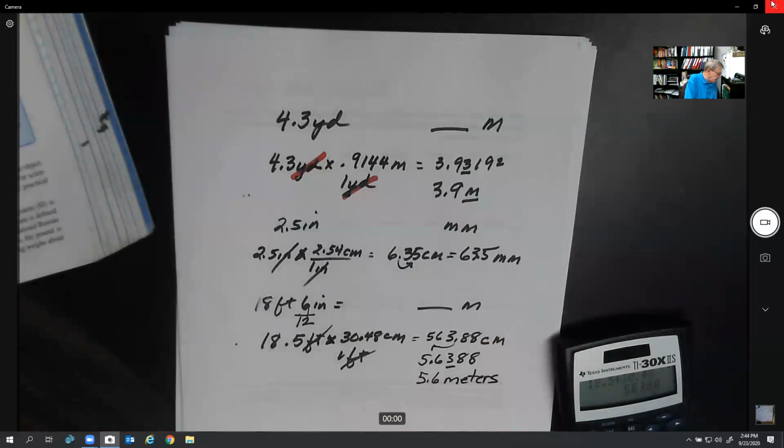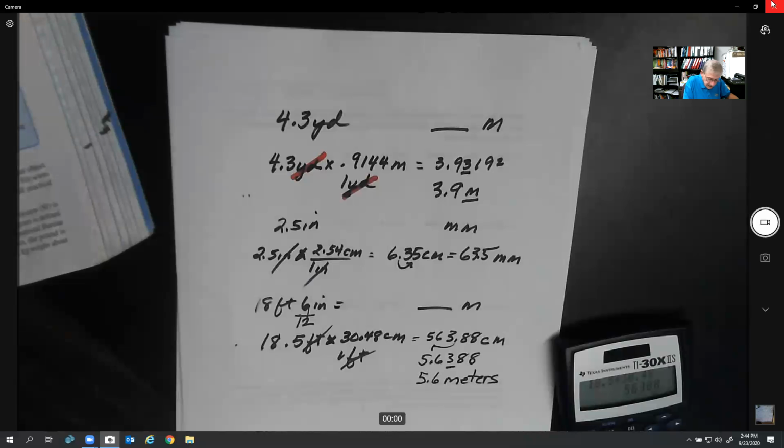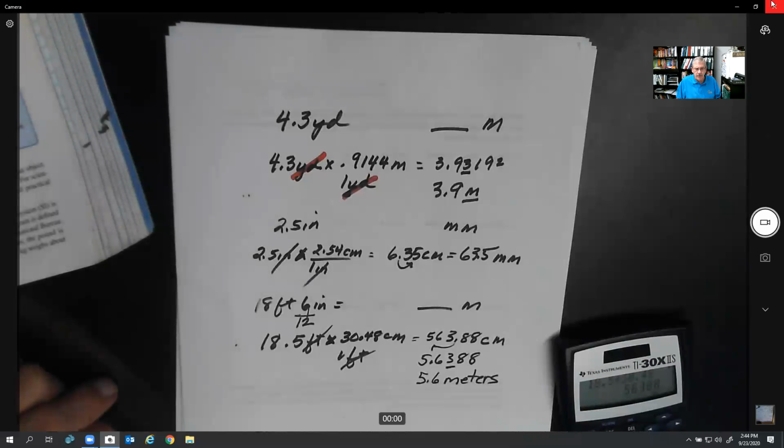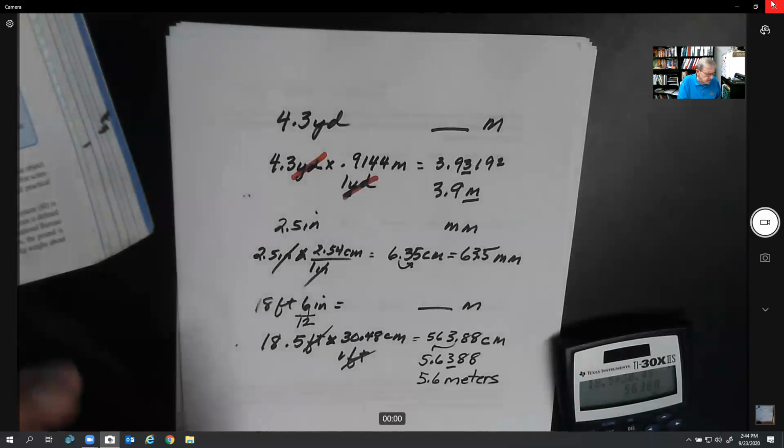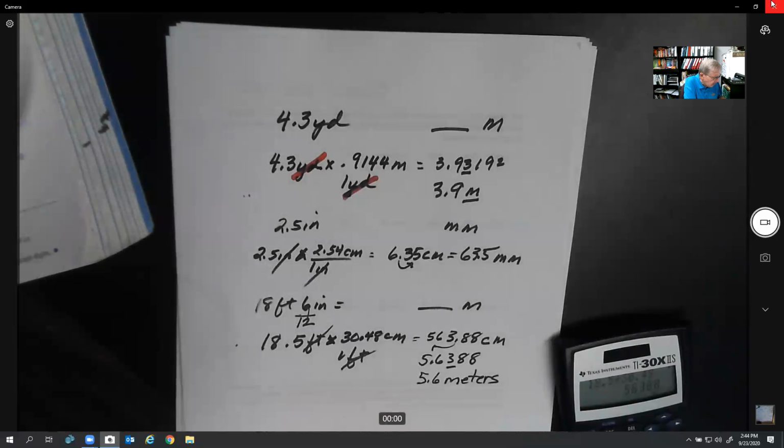And let's see what the book came up with on that one. Do I have my answer? This is 18.6. And that's exactly what they came up with. So we could have done it a couple of different ways. I changed feet to centimeters and then centimeters to meters. So you have to use both conversions. But that's kind of the whole idea behind it. Okay, so let's move on to a couple other ones.